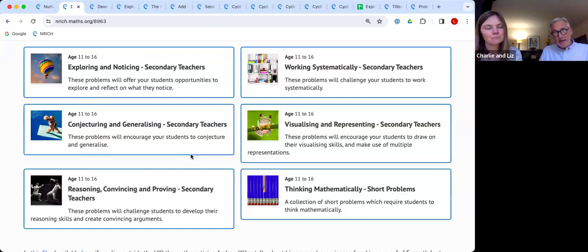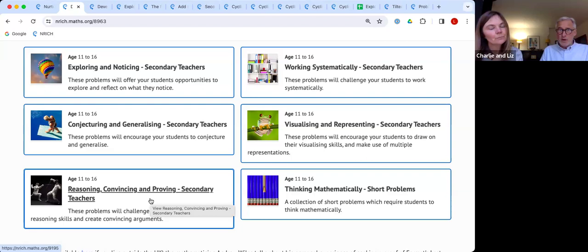And finally, the fifth element that we've focused on is to do with coming up with convincing arguments. So reasoning, explaining, and possibly proving. So this is the order in which we've listed these. And this is the order in which we're going to be doing this webinar and the next four. We're going to work through these five.